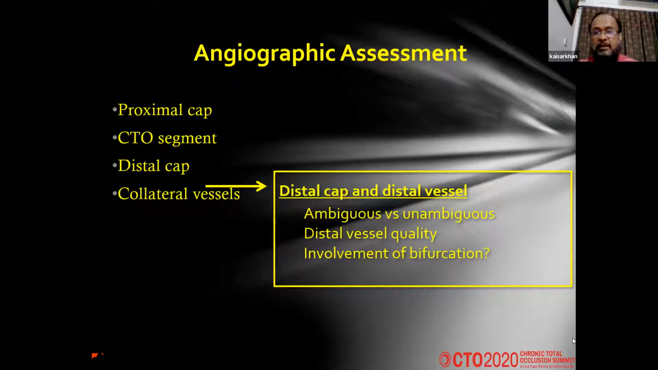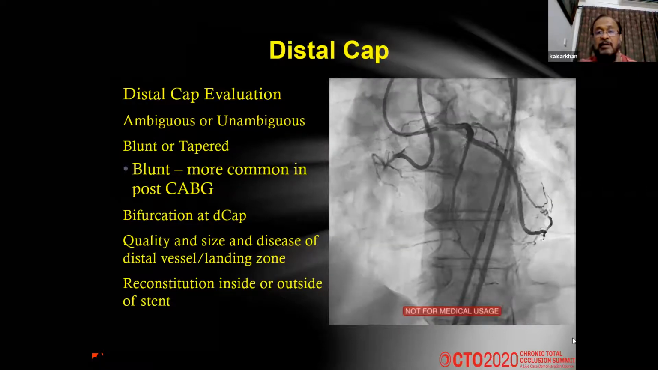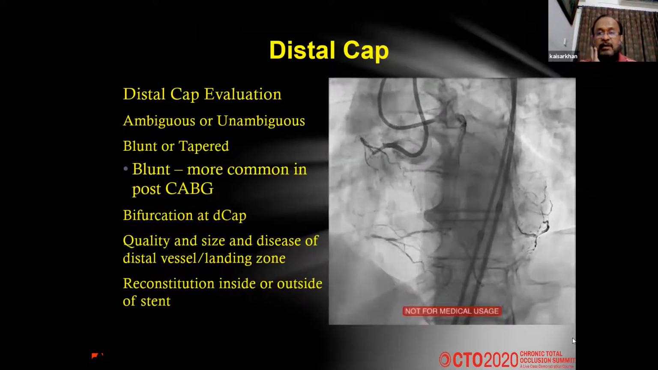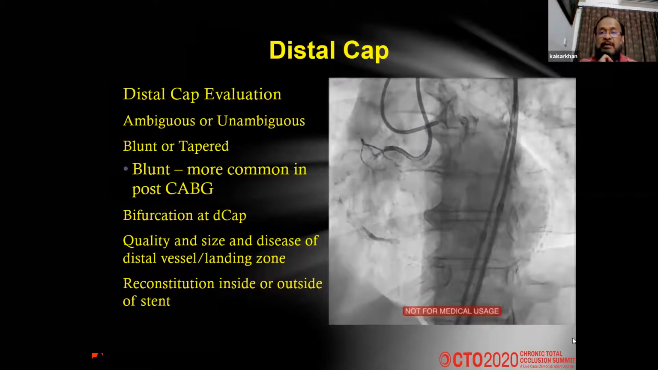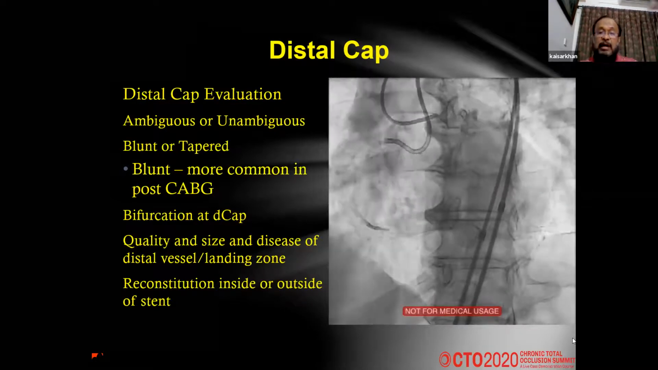Next, distal cap. Same, ambiguous or unambiguous, distal vessel quality is poor, and involvement of bifurcation. And next, you can see this is a distal cap, which is a bit seen, but if you take a long cine, you can see that it's going up.